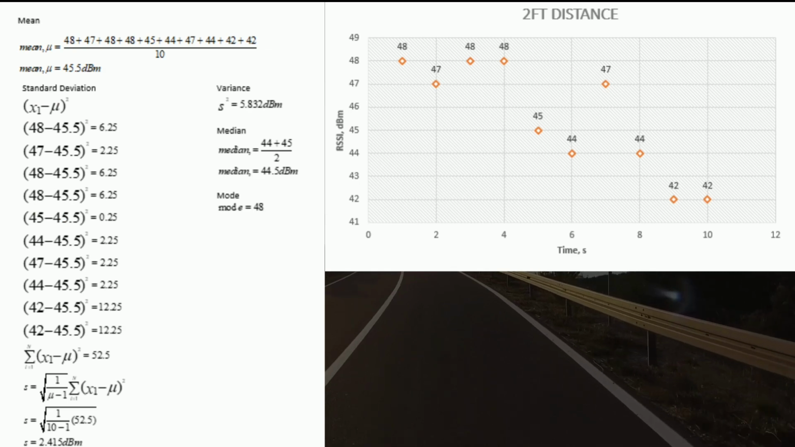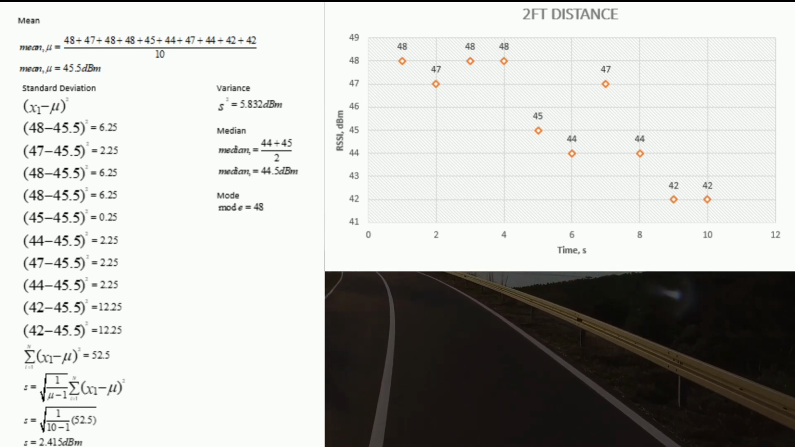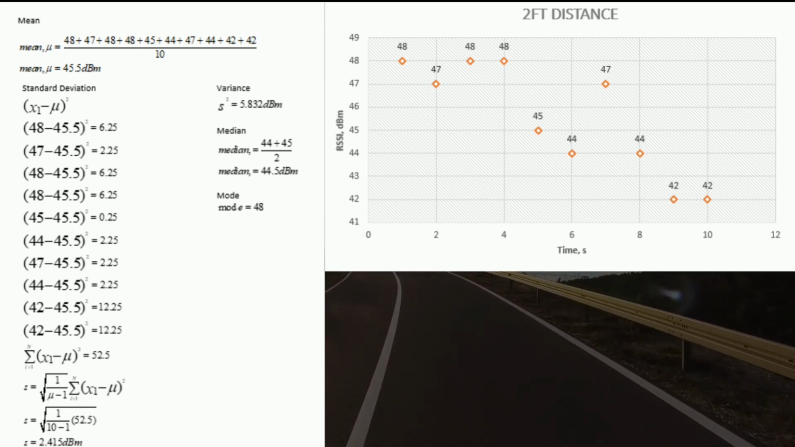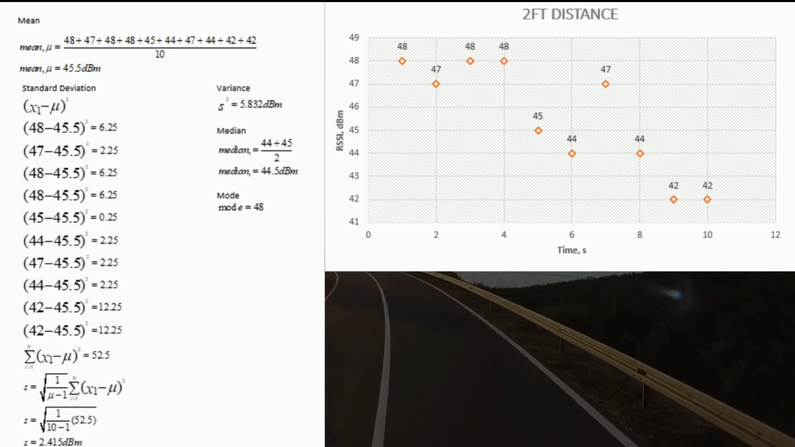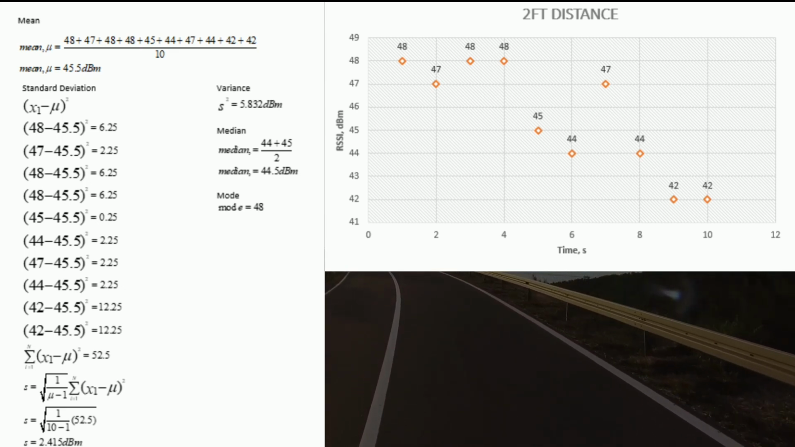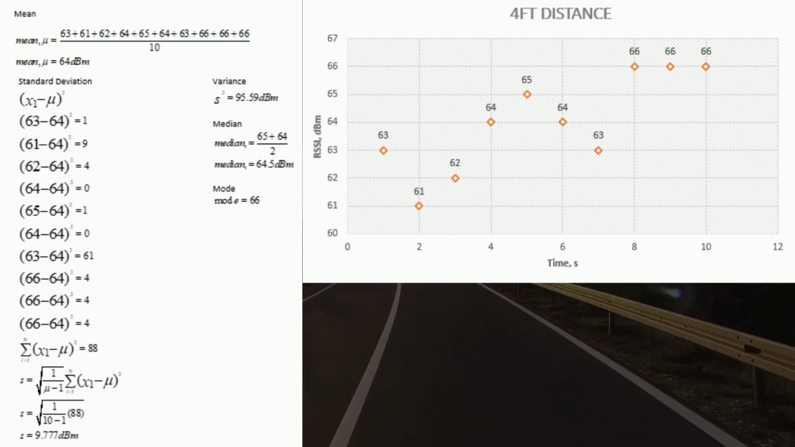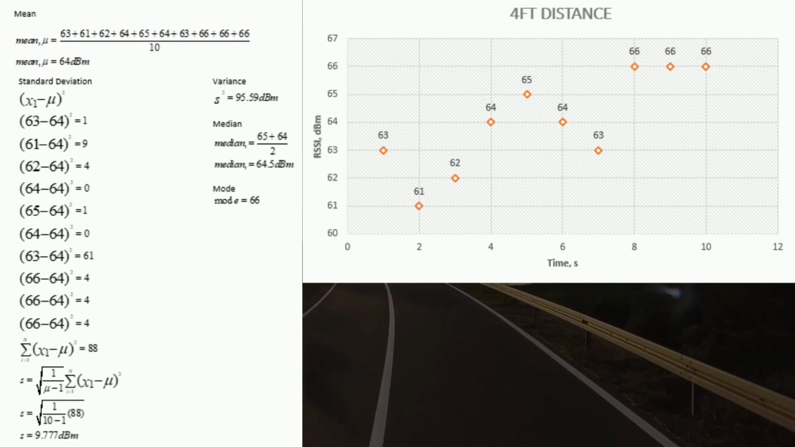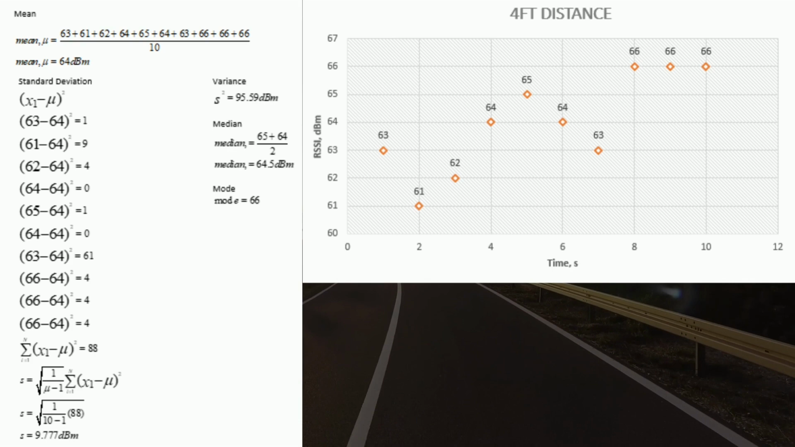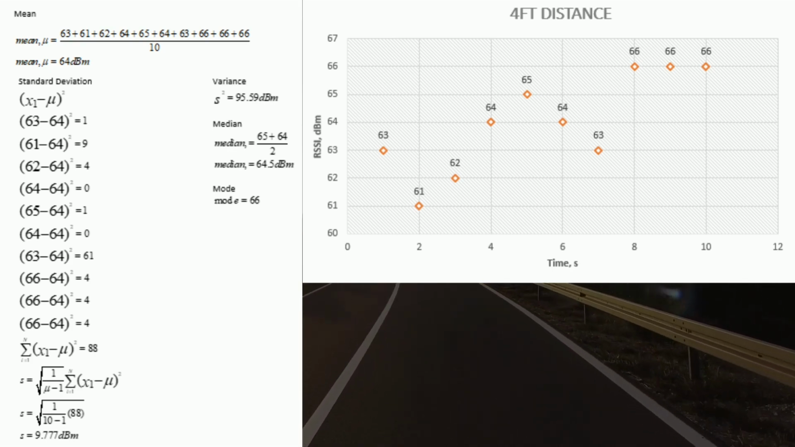As you can see, for the 2 feet distance, I got 45.5 for the mean. Standard deviation is equal to 2.415. Median is 44.5 and the mode is 48. For the 4 feet distance, as you can see, the mean is 64. Standard deviation is 9.777. Median is 64.5 and the mode is 66.